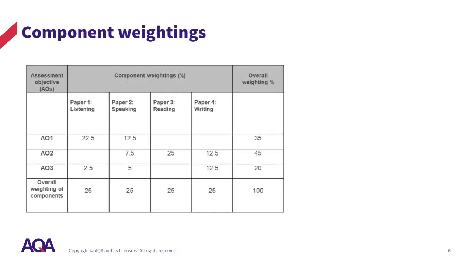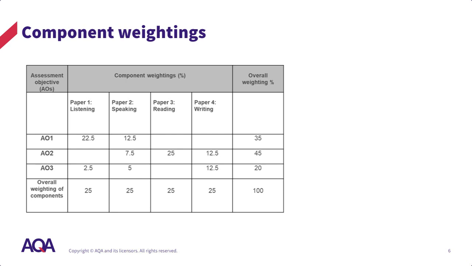This table represents the final component weightings. Most of the AO3 marks, so that's marks for knowledge and application of vocabulary and grammar, in our assessment are allocated to paper 4. Our assessment model allocates the highest proportion of AO3 marks of any of the exam boards to the writing tasks. This is with the intention of helping students to perform at their best.